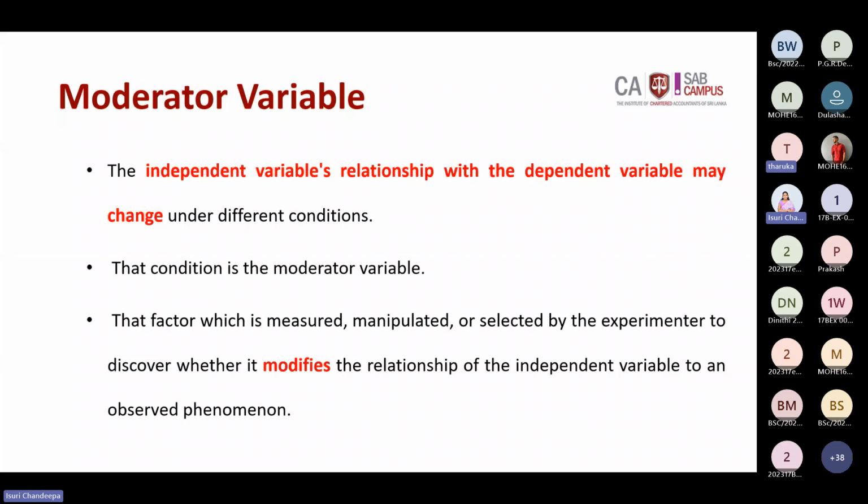The independent variable is the service quality provided by the hotel, and the dependent variable is customer satisfaction, which we are going to measure. Then the gender of the customer may be a moderator when we are checking this relationship between service quality and customer satisfaction. It's like this.